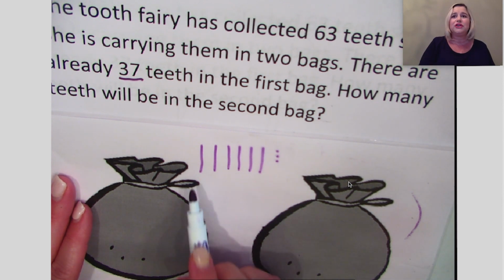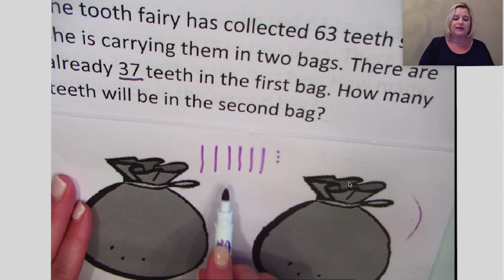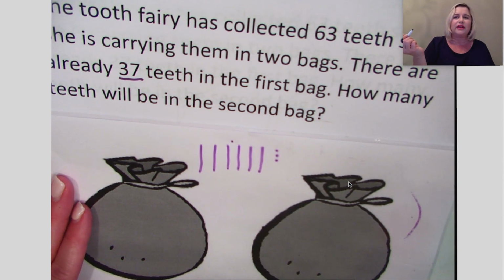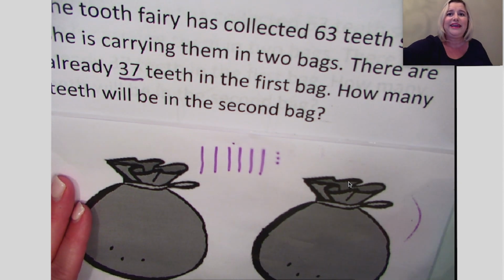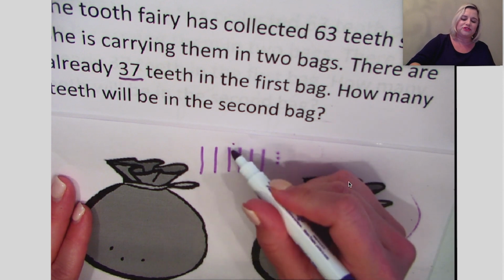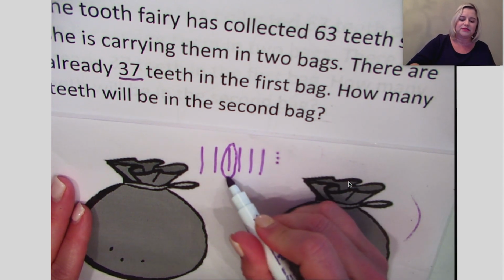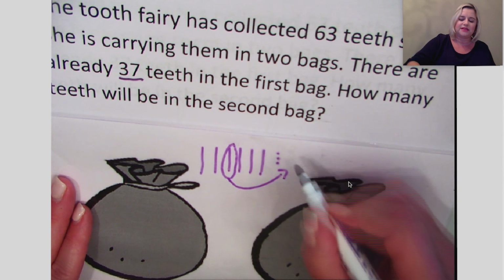I'm going to look at the base 10 model I've made. I can move 3 rods to the first bag. But wait a minute, there aren't enough ones. I need 7. So I'm going to decompose or trade in 1 rod for 10 ones. Can you do that with me? Very good. So I'm going to circle this one here, and I'm going to decompose and make it 10 ones.